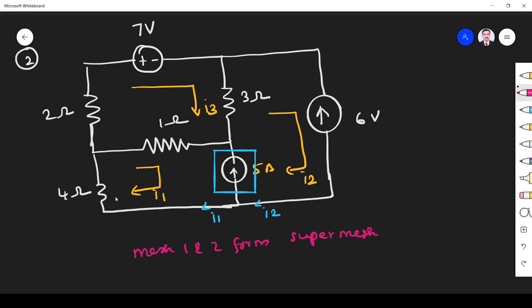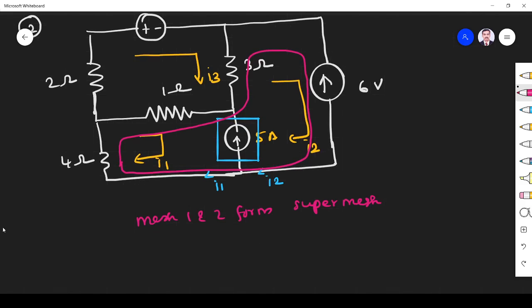So how are we going to do it? This is the supermesh, so now we write KVL for the supermesh. We start from here. What is the current flowing here? This is I1, so 4 into I1. Here the current is I1, and the opposite current is I3, so 1 into (I1 minus I3).